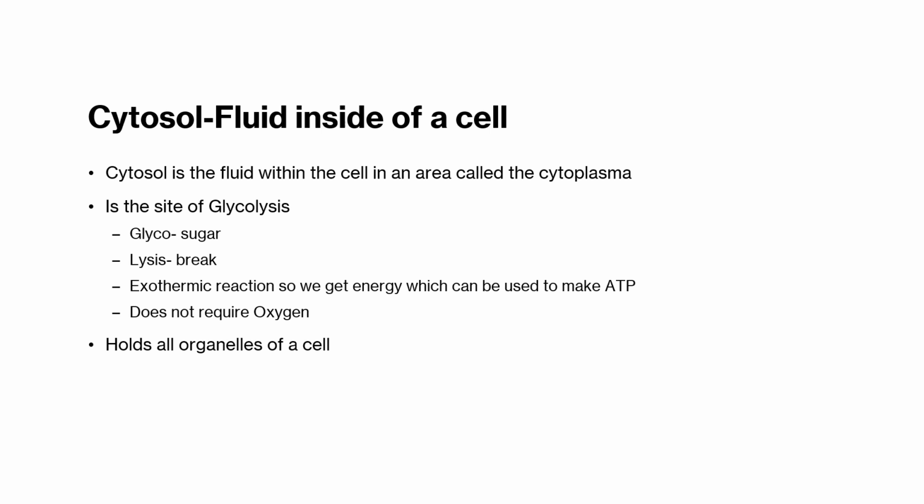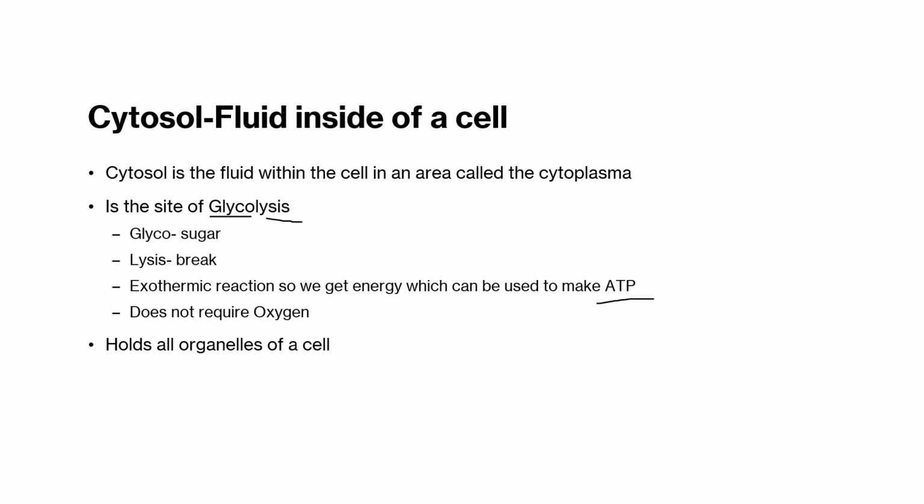Now, inside a cell, we have what's called cytosol, which is a fluid inside the cell. Cyto, again, means fluid. The area where we find the fluid is called the cytoplasm. Plasma is a fluid mixed with different things, and this is a site where we have glycolysis. Now remember, glyco means sugar, lysis means break, so we're breaking sugar in glycolysis. This is an exothermic reaction, which means that we're going to get energy out of it, and when we get energy, we can use that energy to make ATP.